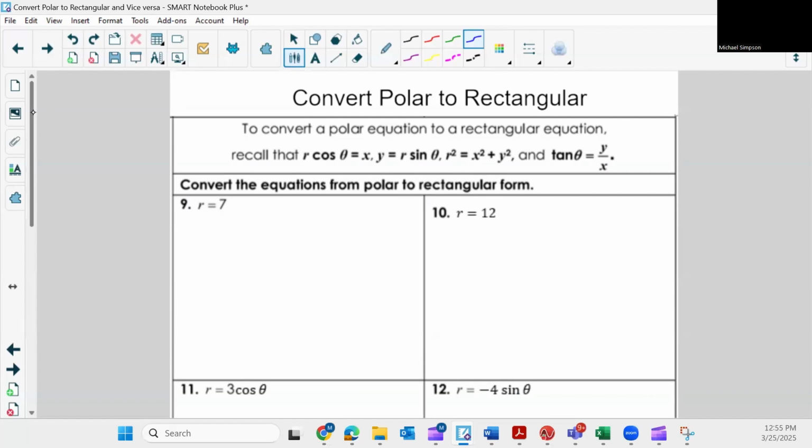All right. Let's stop. r equals 7. What's my next step now? Whenever you see this, what kind of graph is that? Okay, so we know for a circle in rectangular, we have x squared plus y squared. What would I do to this to get x squared plus y squared? Exactly. If I square both sides, that gives me r squared is equal to 49. So x squared plus y squared is equal to 49.